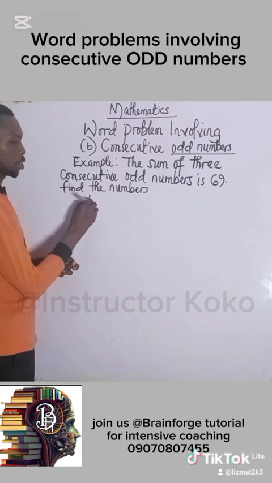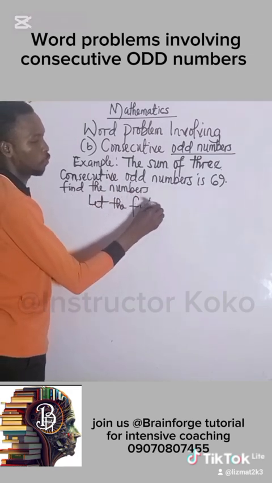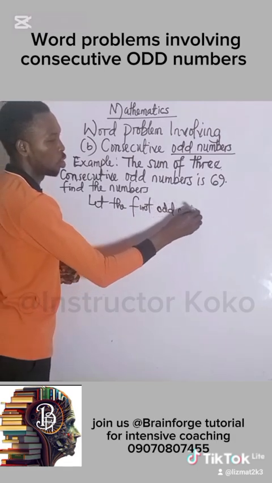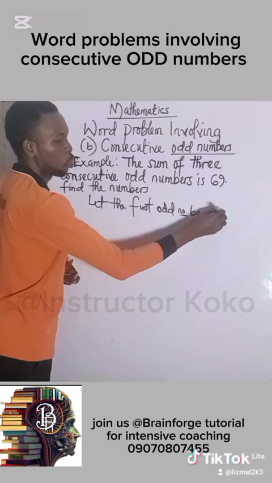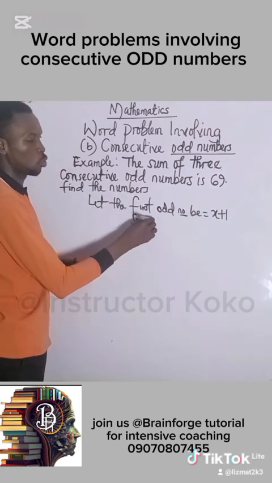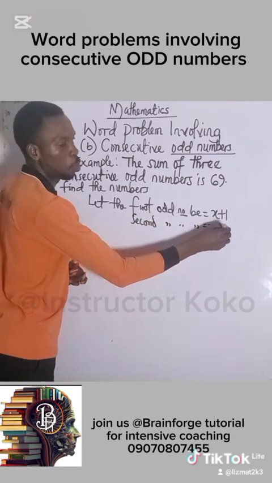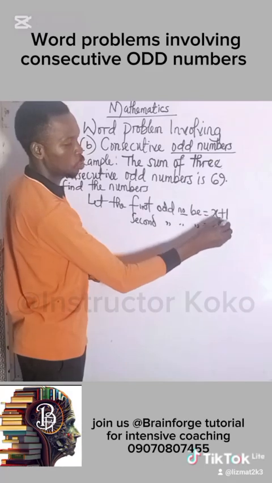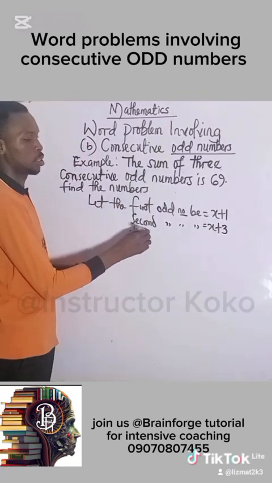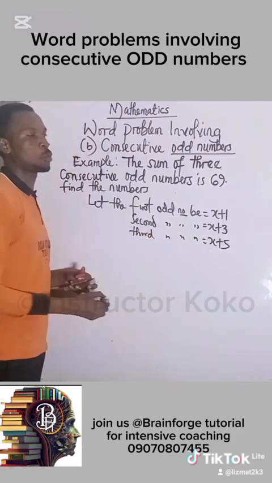So we are going to let the first odd number, let it be what? Let it be x plus 1, as we have derived. So the second odd number will now be what? X plus 3. So you just make sure that the last number here are odd numbers. That is the technique. And the third odd number will be what now? X plus 5.